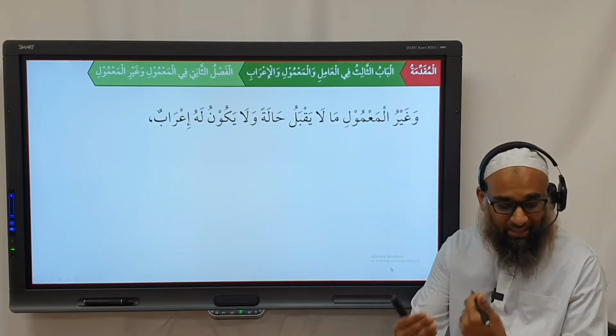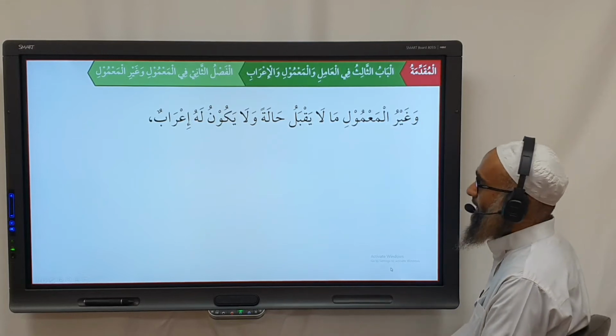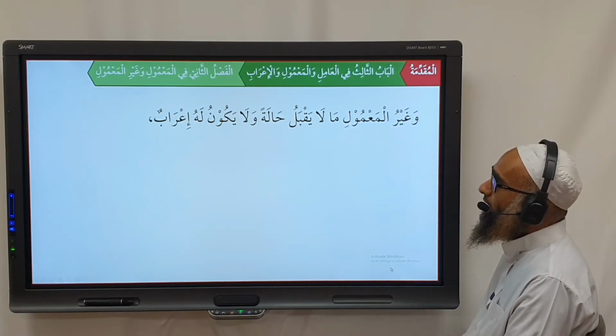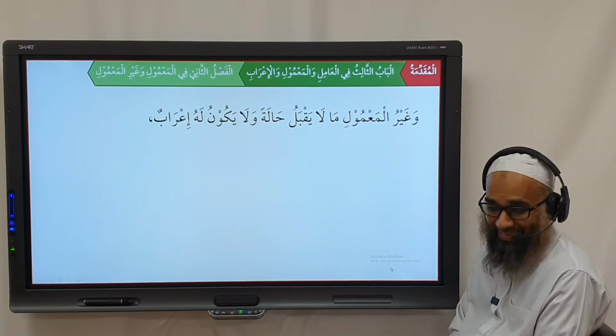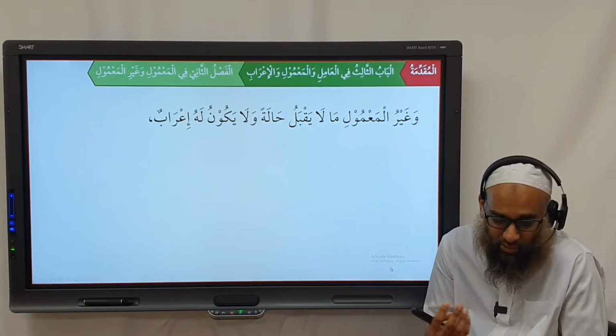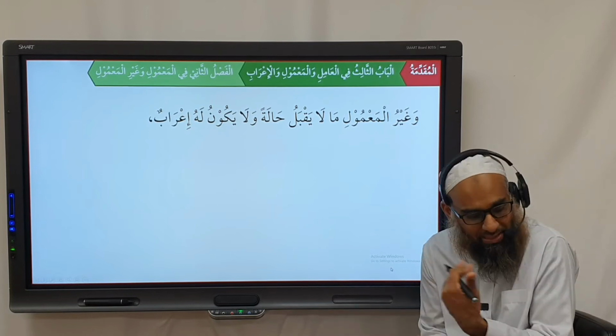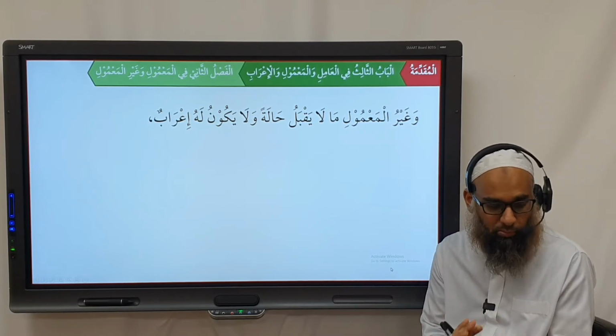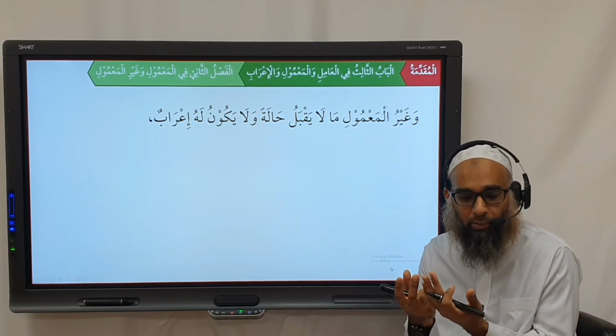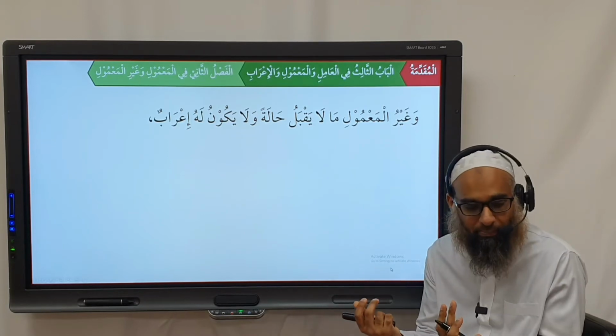And the opposite of that is غير معمول. What is غير معمول? ما لا يقبل حالة. It is that which does not accept a state. It doesn't go into any state. ولا يكون له إعراب. If it doesn't go into a state, it doesn't become مرفوع, منصوب, مجرور. It wouldn't have an علامة الإعراب, something to show the إعراب.